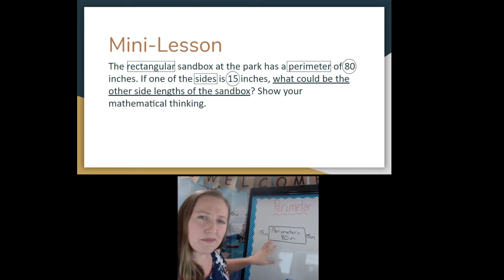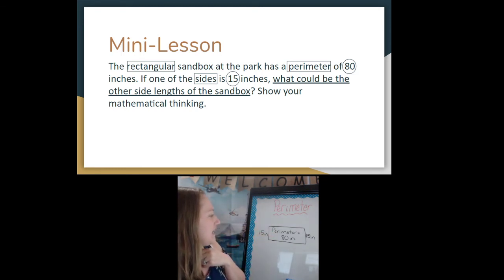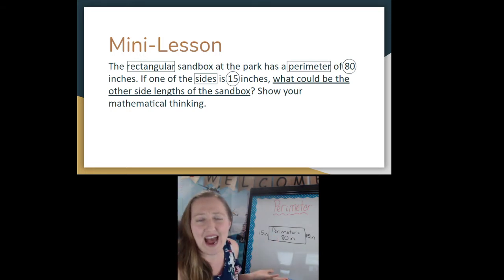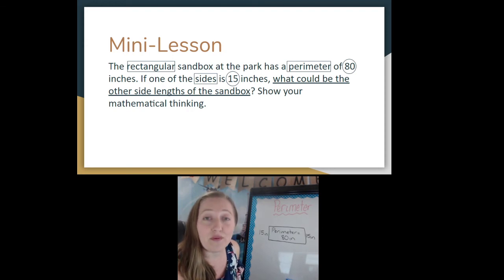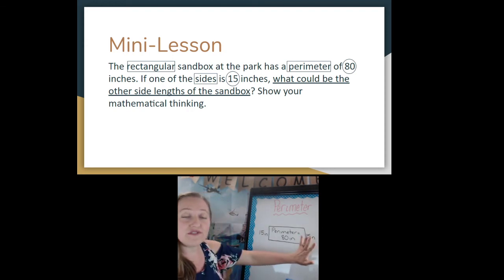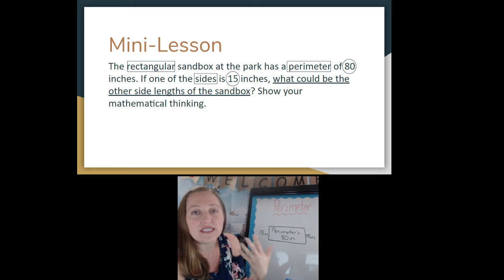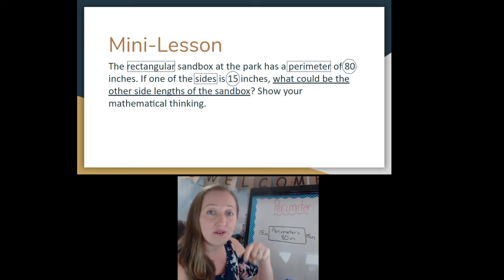Do we know the top and the bottom yet? No, not yet. So we have to figure out how to find that. We know our total. Let's go ahead and see how much of the perimeter we already have. So I'm going to take these 15s and add those together to see how much of the perimeter we have right now.